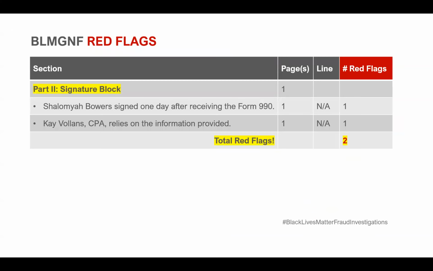The Black Lives Matter Global Network Foundation red flags for this section, Part 2, signature block. Charlamagne Bowers signed 1 day after receiving the Form 990. That's on page 1, red flag 1. There's no line corresponding to the signature block information. Kay Vollins, CPA, relies on the information provided. That's a red flag. Total red flags for this section that I've identified is 2.